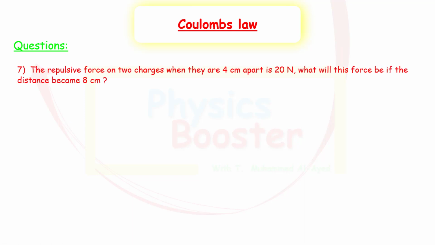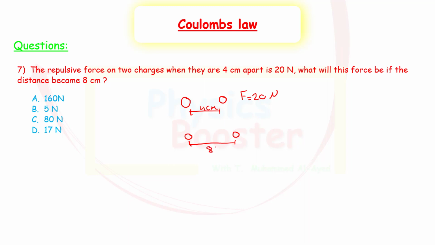The repulsive force on 2 charges when they are 4 centimeters apart is 20 newtons. What will this force be if the distance became 8 centimeters? So let's do a quick drawing for this. We have, this is the first one and this is the second one. The distance was 4 centimeters the first time, and we had a force equal to 20 newtons. Now, the distance is doubled. It's important to keep in mind that the distance is doubled. So now the distance is 8 centimeters.